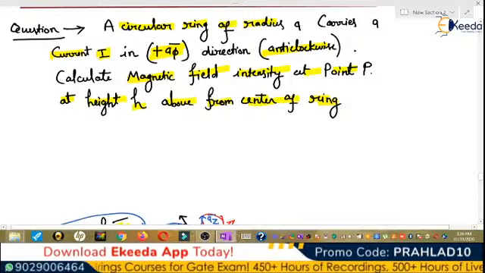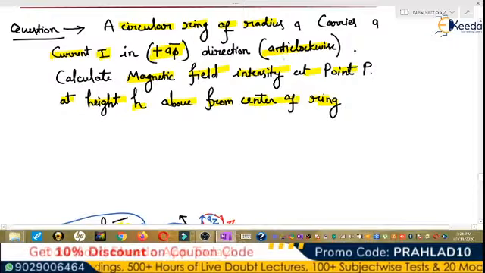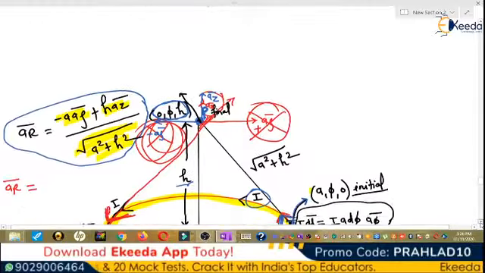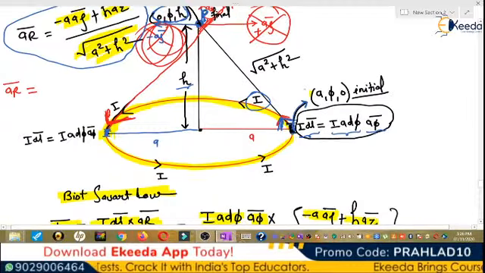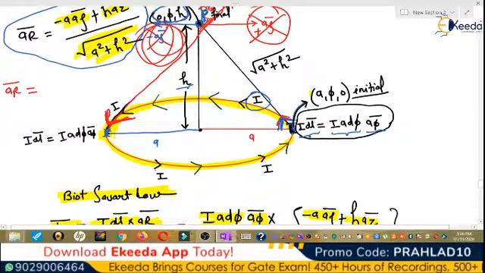Next question is, a circular ring of radius a carries a current I in the phi direction. Phi direction is the anti-clockwise direction. Calculate magnetic field intensity at point P at height h above the center of the ring. So this is the ring given, and current is flowing in the anti-clockwise direction, in this direction.